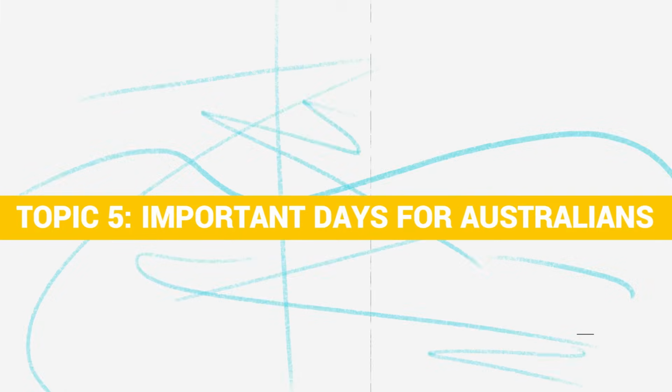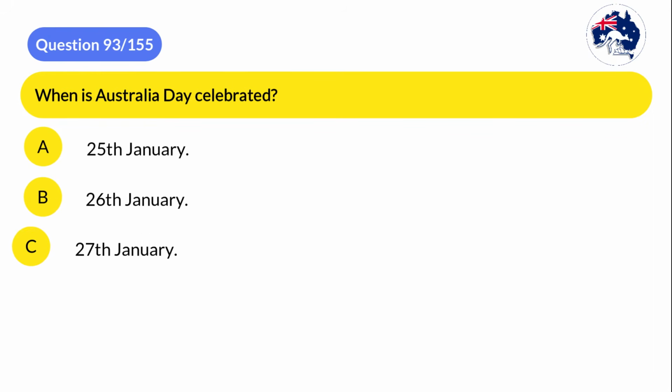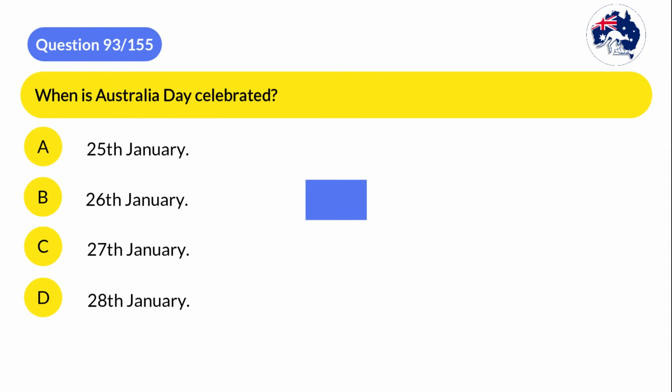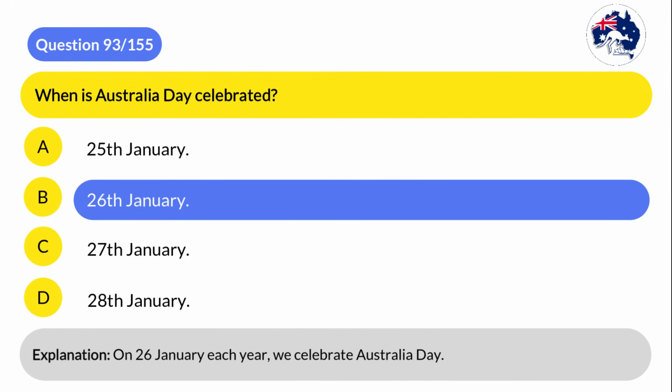Topic 5. Important days for Australians. Question 93. When is Australia Day celebrated? A. January 25th. B. January 26th. C. January 27th. D. January 28th. The correct answer is B. January 26th. Explanation: on January 26th each year, we celebrate Australia Day.